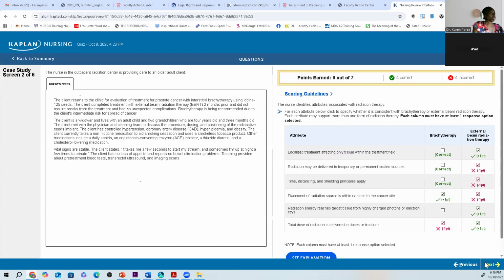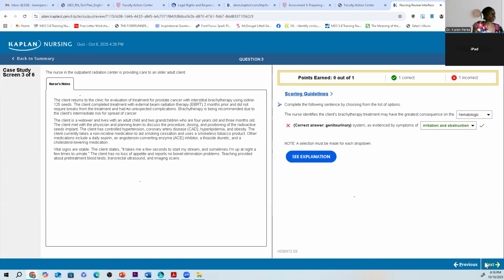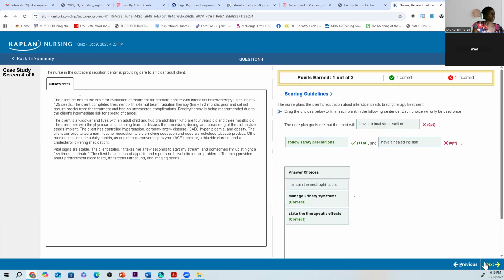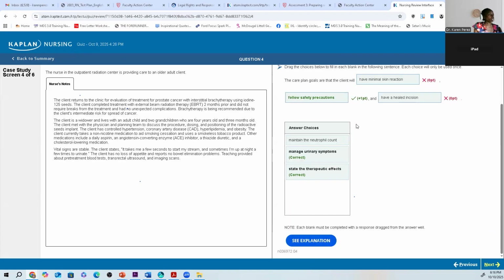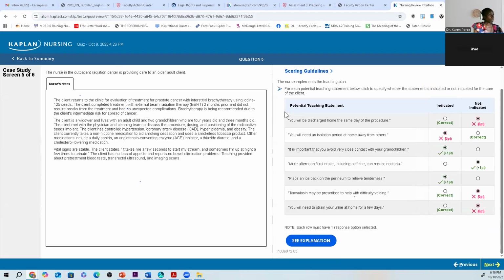Okay. So remember, this is going to be your full-time job. A couple of things you can pick up if you remediate like this: the goal here is safety precaution because of the radiation. And another thing they want to monitor for is managing urinary symptoms. So when you're going over it, just by the answer that is given to you, you're going to learn certain things.